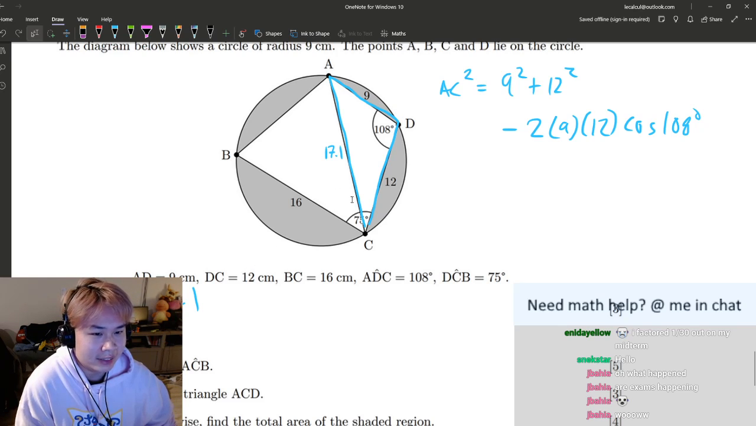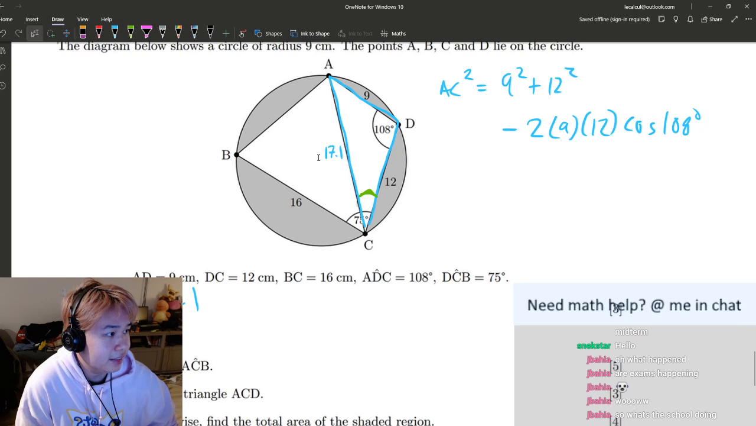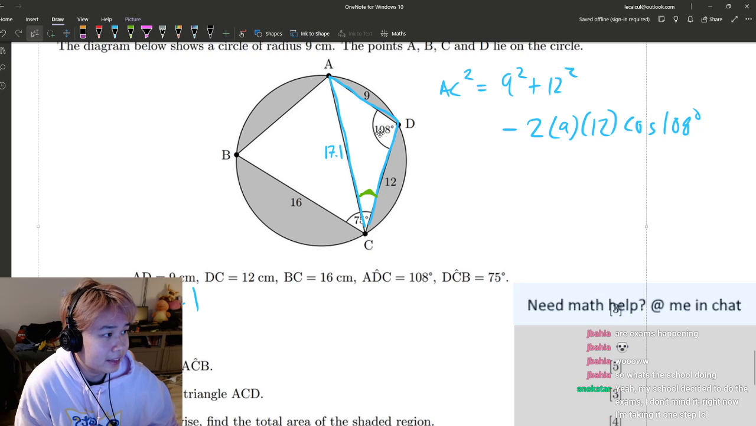Alright, find angle DCA. In other words, I need to find out that angle right there. Now, what's nice is now that I know that this is 17.1 and its complementary angle, let's say, corresponding angle, is 108. And I can use sine law to figure out this angle.